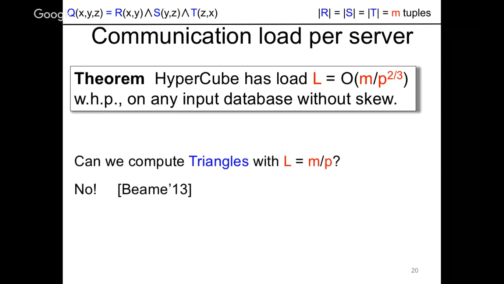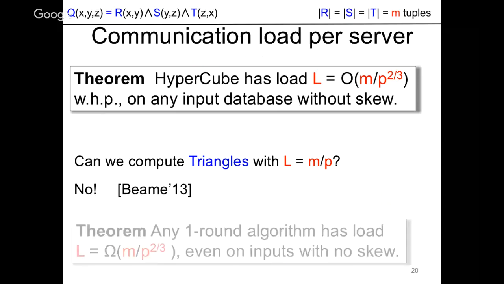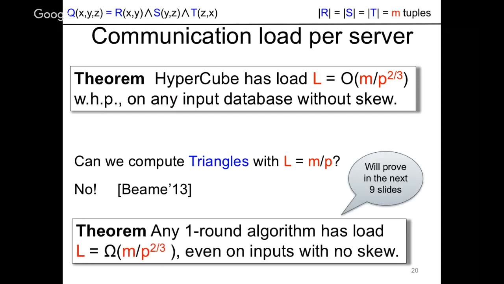And the answer is no. Any one-round algorithm must have a load of m by p to the 2/3, even if the input has no skew. And that is an important emphasis.